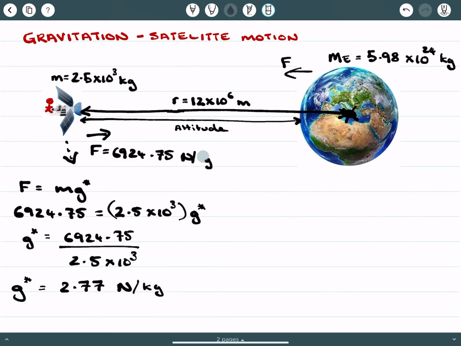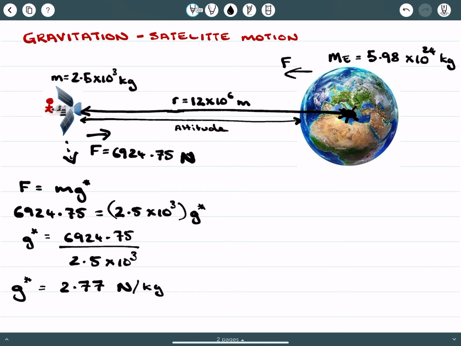Just going back here, I've made a little mistake. This should be the force in newtons, it's not newtons per kilogram. But this should be the gravity that a body would experience on this satellite set at this radius from the Earth, or this distance from the center of the Earth.